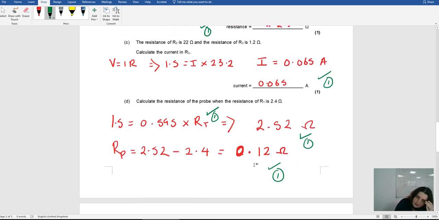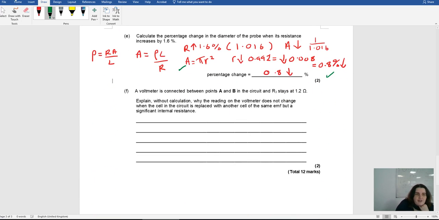So this will measure the difference between the energy or the potential that the electrons have at that point. It says here, explain without calculation. So even though it says without calculation, sometimes you can do a little bit of calculation just to help explain what's going on. Why does the reading of the voltmeter not change when the cell is replaced with another cell of the same EMF, but a significant internal resistance? Okay, so why does the voltmeter not change?